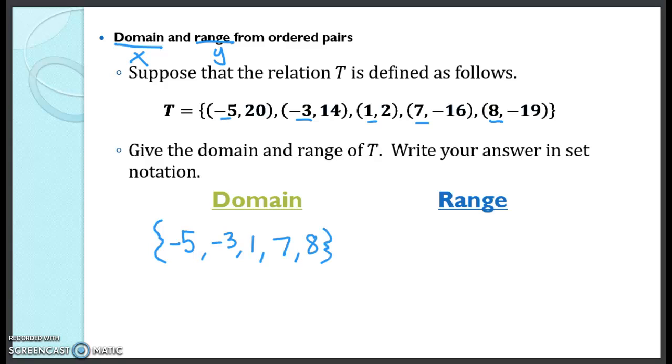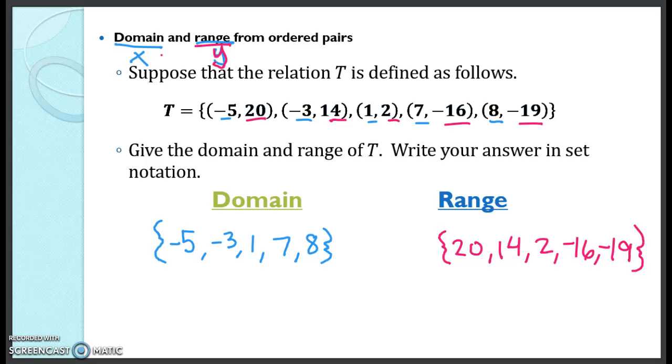Okay, what about our y values? Let's go ahead and put our range in pink. Our y values are 20, 14, 2, -16, and -19. So 20, 14, 2, -16, and -19. So that would be the range.